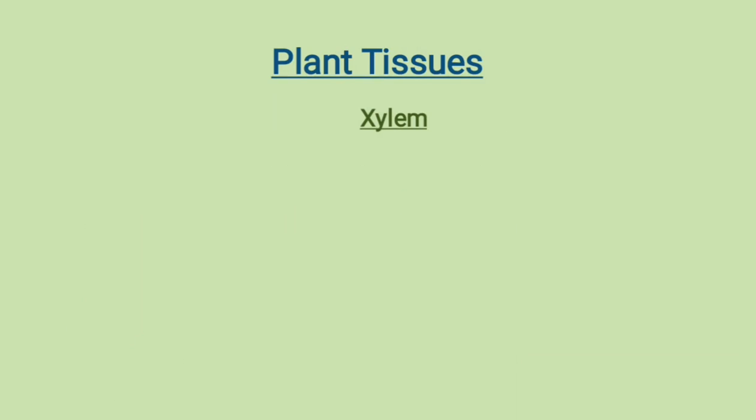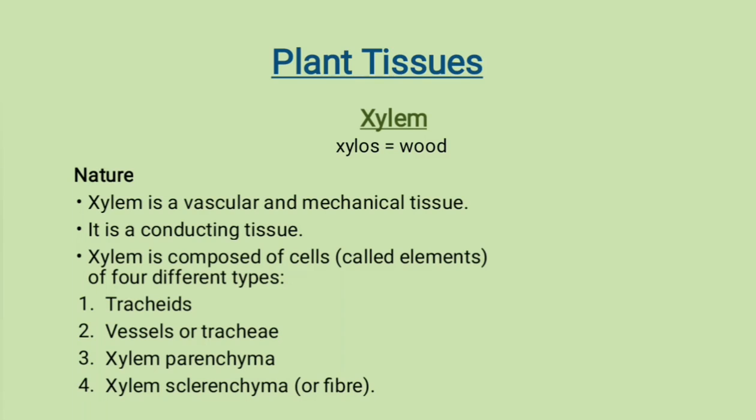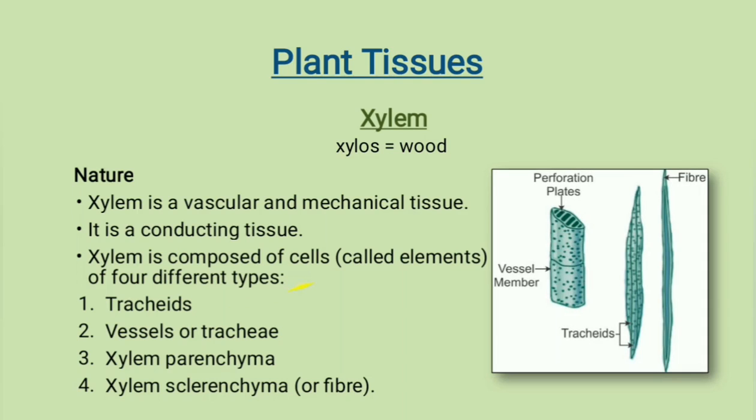Let's first of all discuss the first type of complex permanent tissue, which is xylem. The term xylem also came from a Greek word which is xylos, and xylos means wood. Xylem is a vascular and mechanical tissue. In other words, it is conducting tissue. Xylem is composed of cells of four different types. First one is tracheids, second vessels, third xylem parenchyma and fourth xylem sclerenchyma. So there are four types of xylem tissues: tracheids, vessels, xylem parenchyma and xylem sclerenchyma.